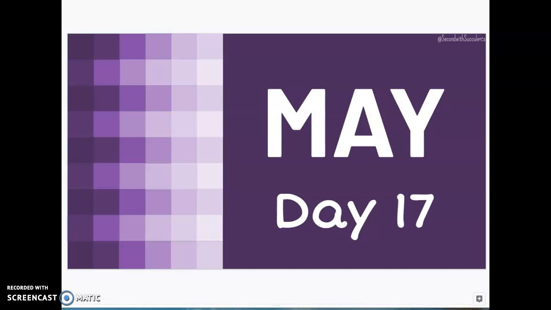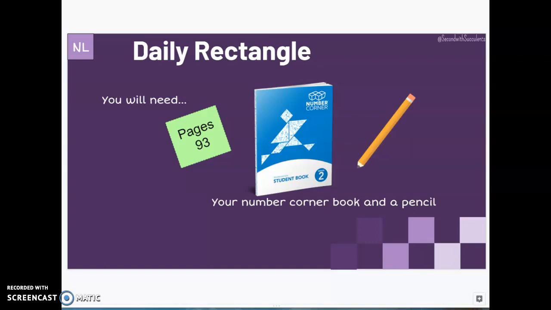For Number Corner today, we will be working with our daily rectangle, recording rectangles. Today, you will need your Number Corner book and a pencil. We will be working on page 93. You can pause the video now to get what you need.